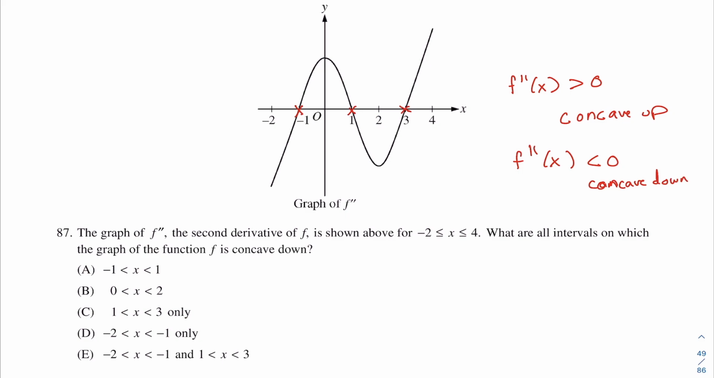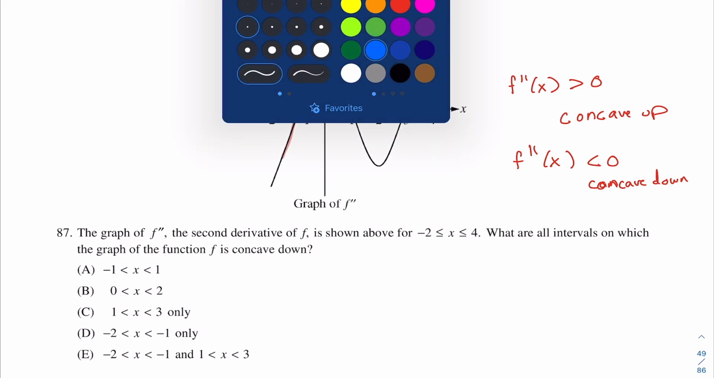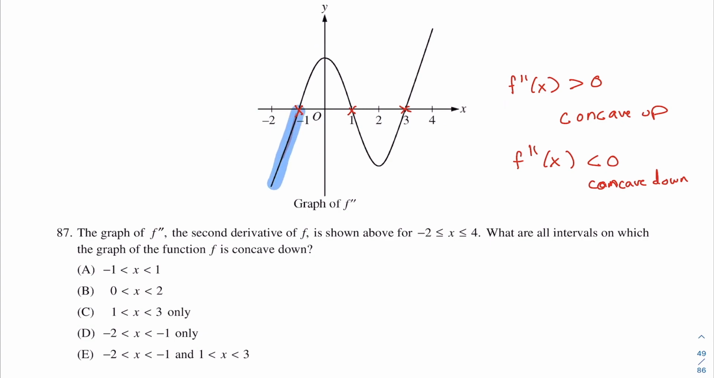So we have here, let's go something bigger. These two regions, f double prime is negative, and it's between our points of inflection. So these are the regions where it is concave down. And if we look at the options, this lines up with E. And that's the answer.